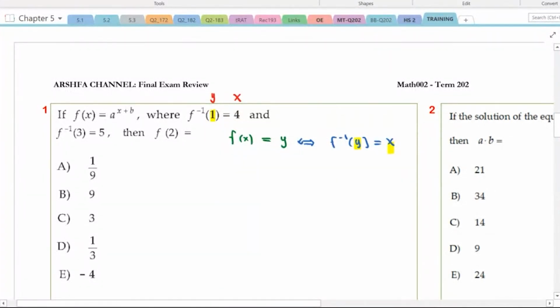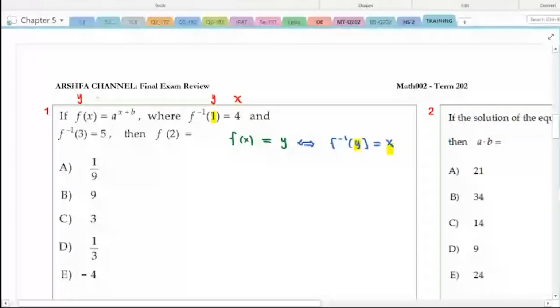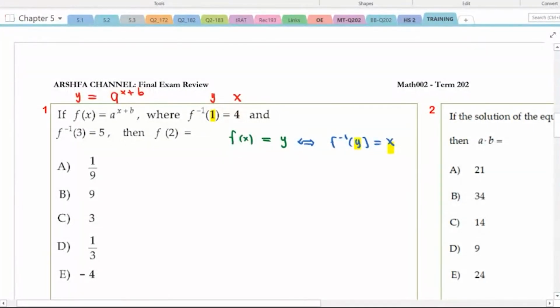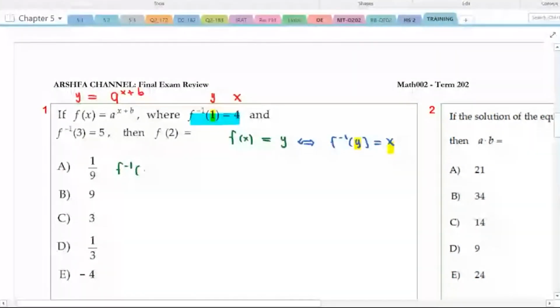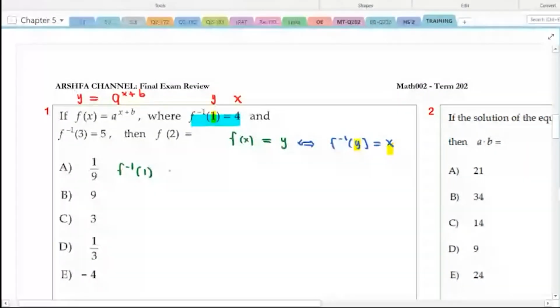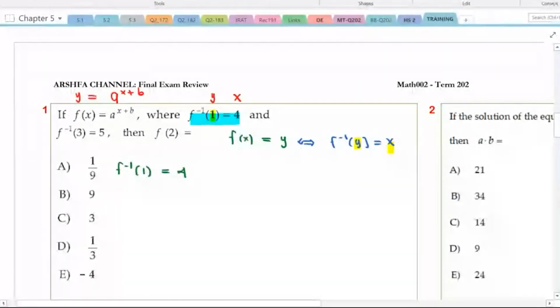So look at this one here. When we say f of x equal to, that means y is going to be equal to a to the power of x plus b. Then what do I do now? Let's start with the first point given to us. f inverse of 1 equal to 4. So we say we have f inverse of 1 to be equal to 4.